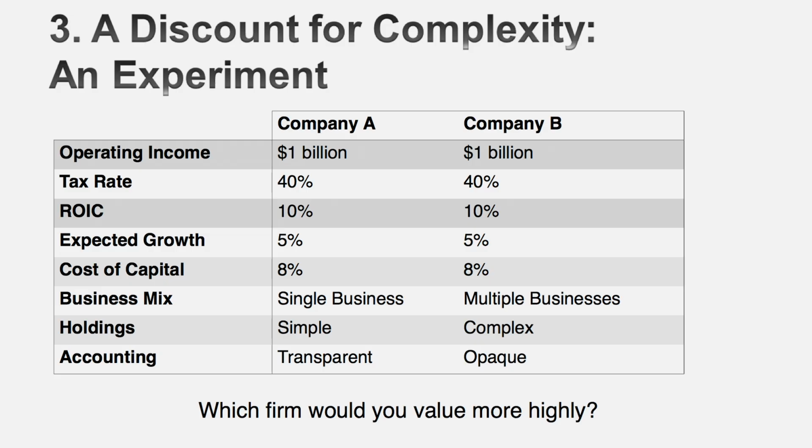The first company is a simple company. Simple in what sense? It's in a single business, it has a very simple holding structure, and its accounting is transparent. The second company is a complex company. It's in multiple businesses, has a complex holding structure, and its accounting is opaque. I would argue that most investors would value the simple company more highly than the complex company, because with the complex company, you're worried about what you don't know, and you know that what you don't know is more likely to contain bad news than good news.